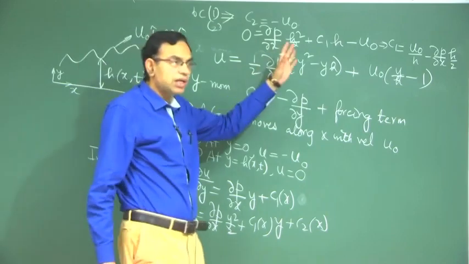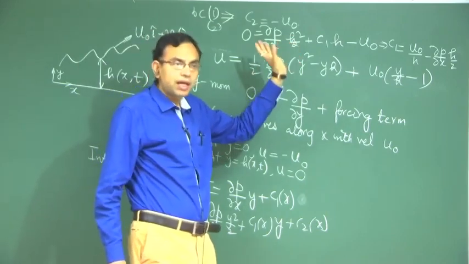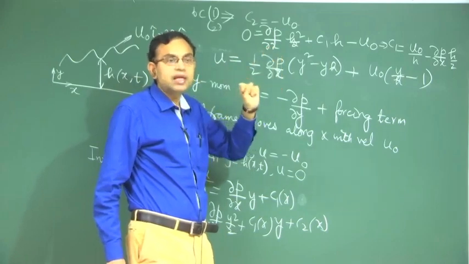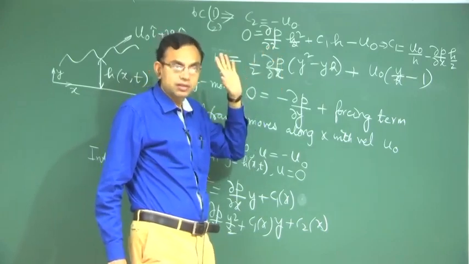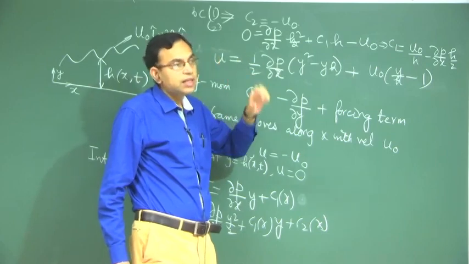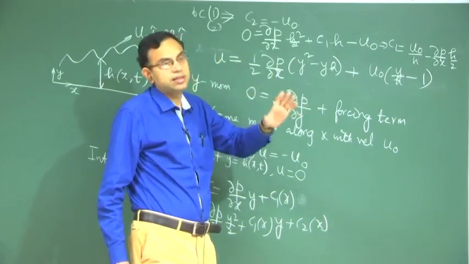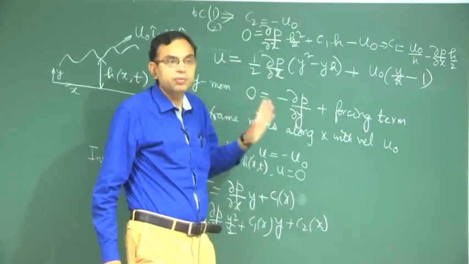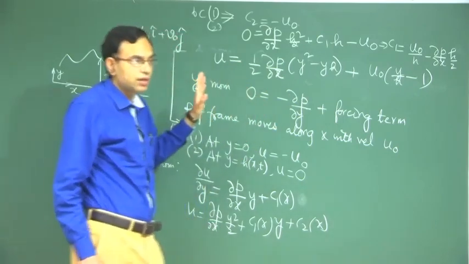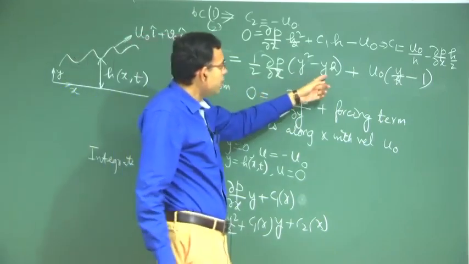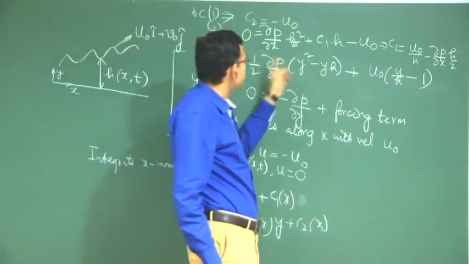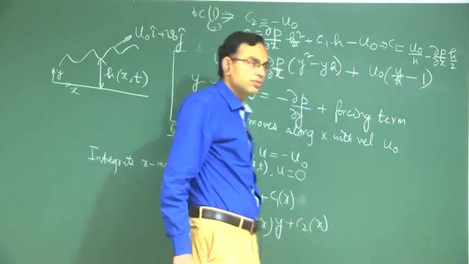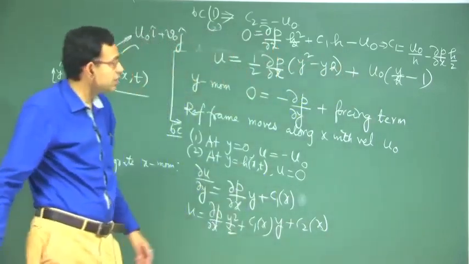Whenever you get a solution, not just for fluid mechanics but for any problem, the first thing that you should check is whether it is satisfying the boundary condition. Not that if it satisfies boundary condition it is bound to be correct, but if it does not satisfy the boundary condition it cannot be correct, it is the other way around. So at y equal to 0, u is equal to minus u0 and at y equal to h, u equal to 0. So at least it satisfies the boundary condition.